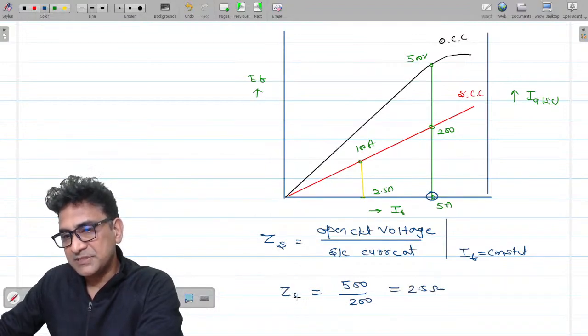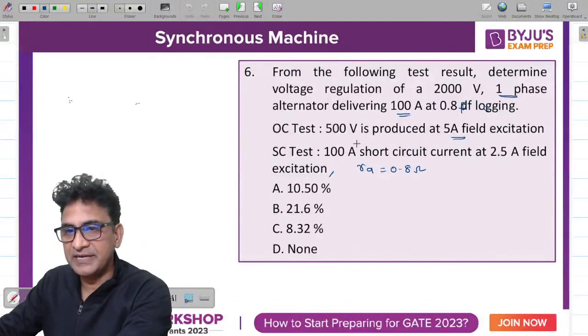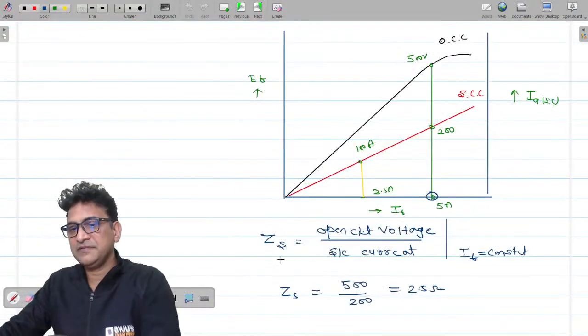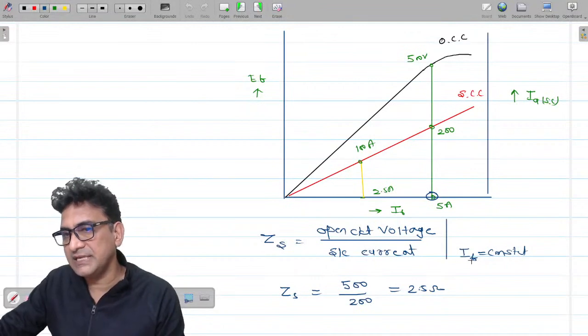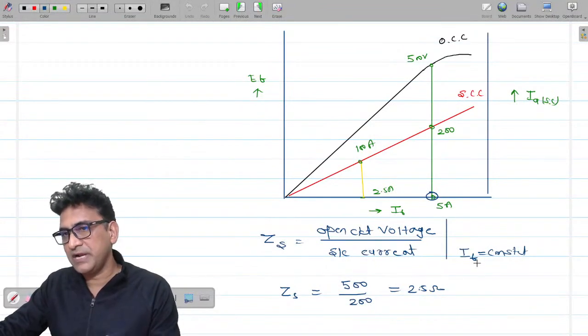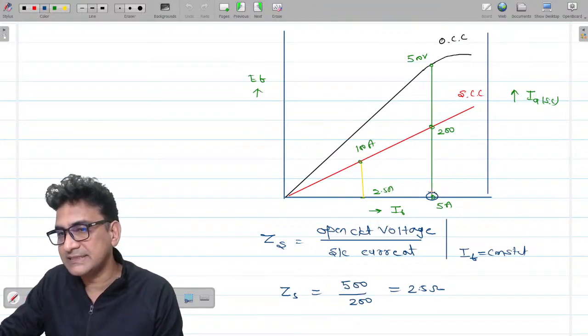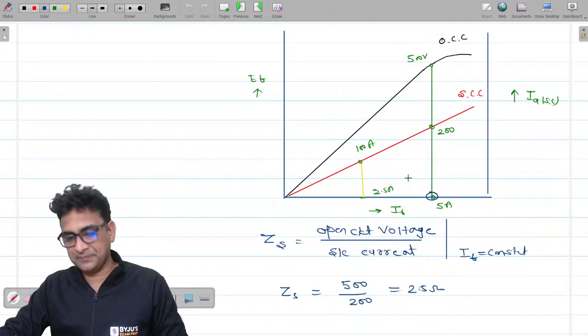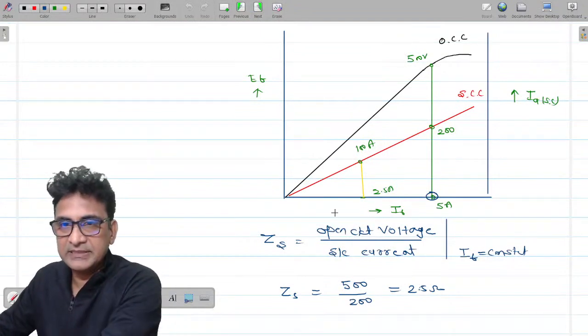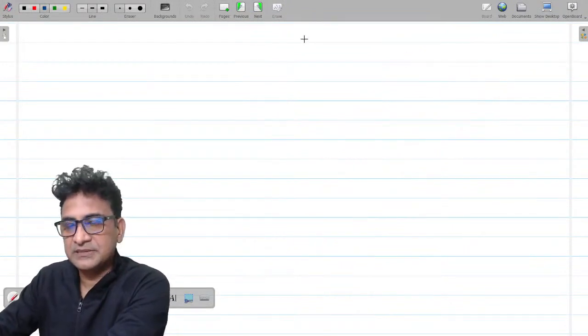The biggest mistake here is that people directly divide without matching the field current. In this formula, when you are going to find out the value of ZS, the IF should be constant. So find out the open circuit voltage as well as the short circuit current at the same value of field current. This is the common mistake that most students make.